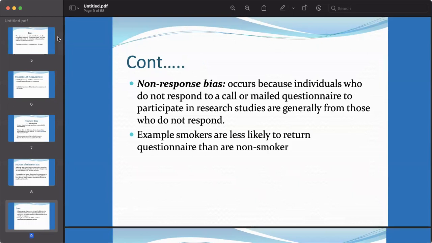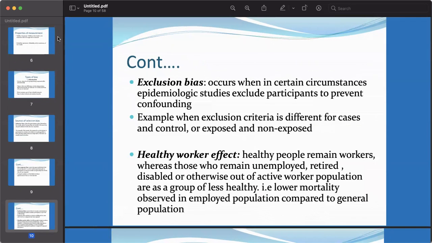Non-response bias occurs because individuals who do not respond to a call or mailed questionnaire to participate in research studies are generally different from those who do respond. Example: smokers are less likely to return questionnaires than non-smokers. Exclusion bias occurs when, in certain circumstances, epidemiological studies exclude participants to prevent confounding. Example: when exclusion criteria differ between cases and controls, or exposed and non-exposed.